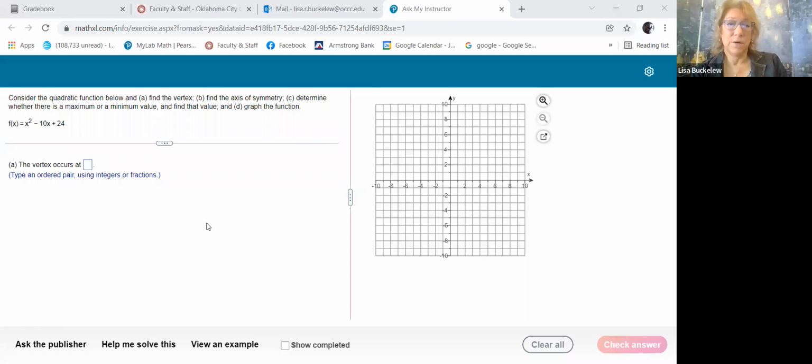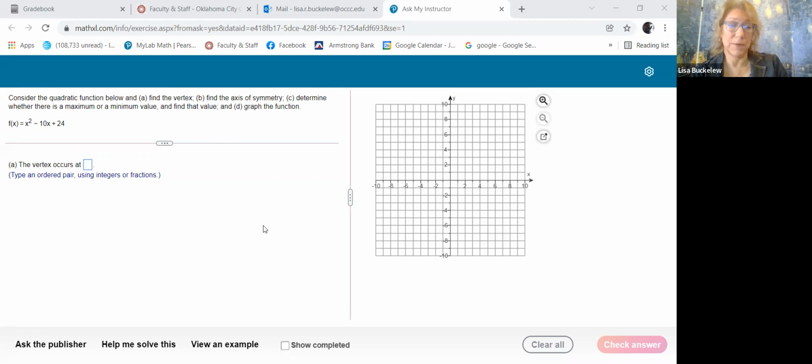All right, so this was the problem that I was sent. I know I'm doing it for a specific student, but I'm also going to post this for the class so everybody can see it. So they're giving us this function here, and they ask us to do 4 things. They want us to find the vertex, like calculate the coordinates for the vertex. We want to find the axis of symmetry. We want to determine whether there's a maximum or minimum value, and then we can find that maximum or minimum value and then graph the function.